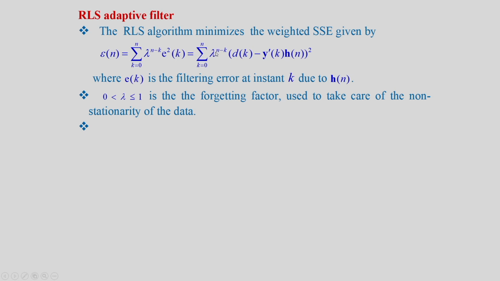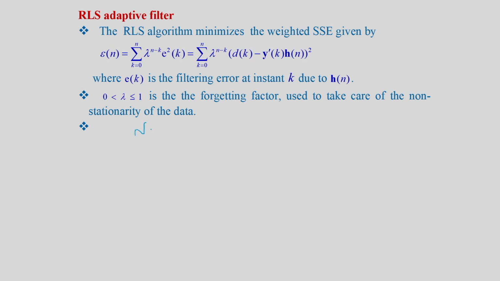It will be close to 0 when n is large. So, therefore, for large values of n, it will give less and less weight to the previous errors. That is the idea behind tackling the non-stationarity of the data. Past errors are given less weight, present errors are given more weight. And that way we derive the RLS adaptive filter.